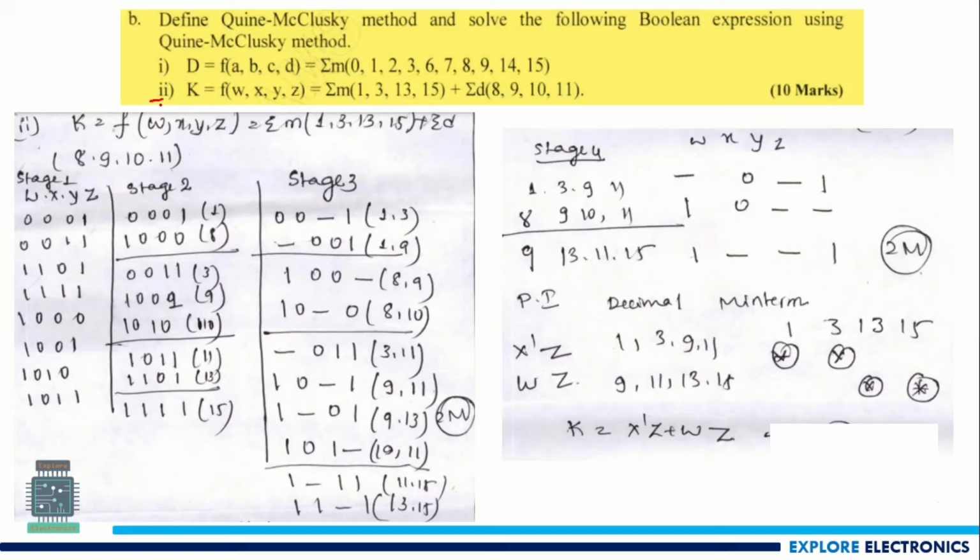Similarly, the second one, f of wxyz, is solved over here. This gives x bar z plus wz. You can see here how the marks will be divided. This carries 2 marks, this carries 2 marks, and then the final expression carries half marks.